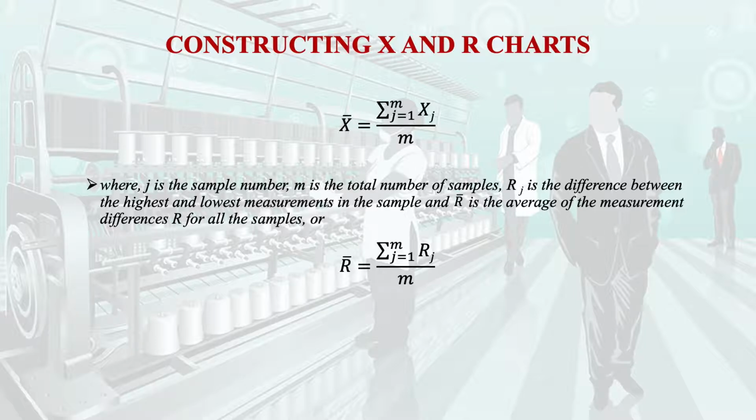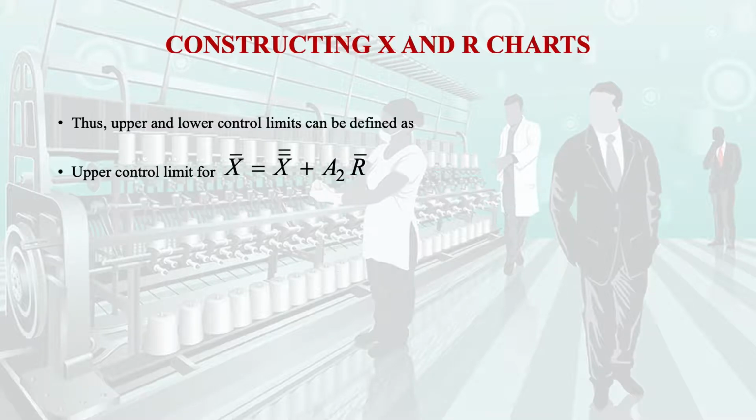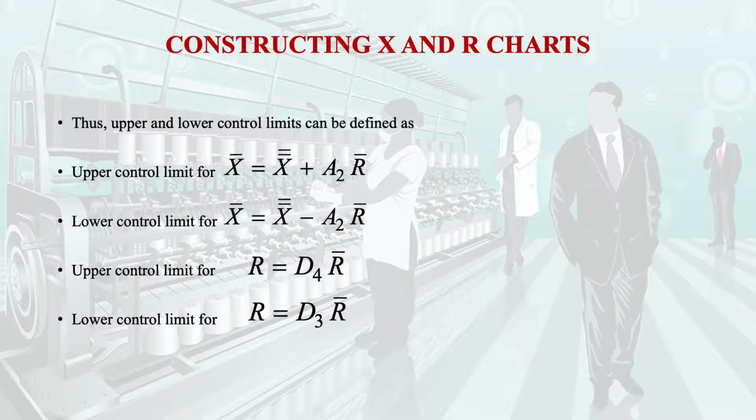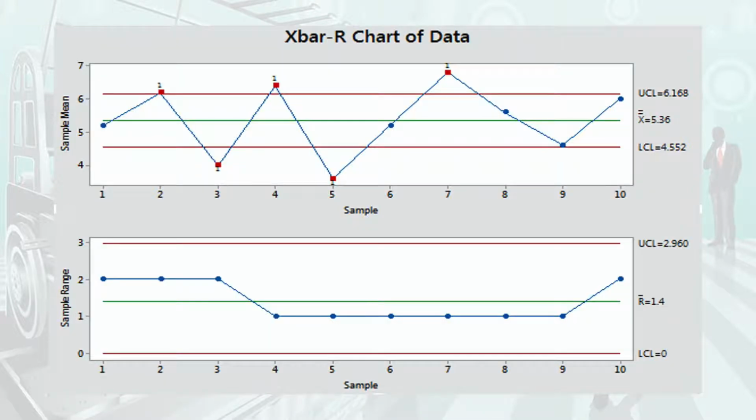If we want to construct the chart, we have to define the upper control limit and lower control limit for the X bar chart. Similarly, we define the upper limit and the lower limit for the R chart. This picture will give you, at the top, an X bar chart, while at the bottom it is an R bar chart.